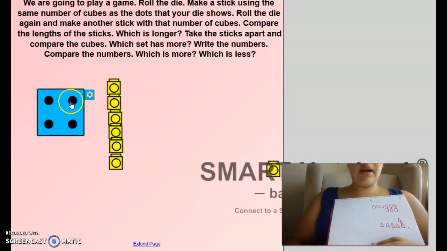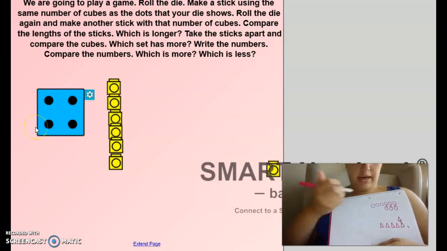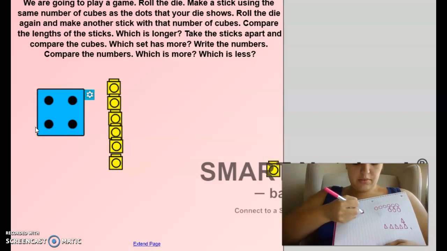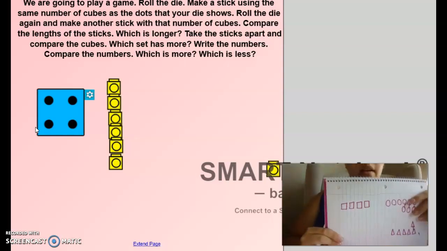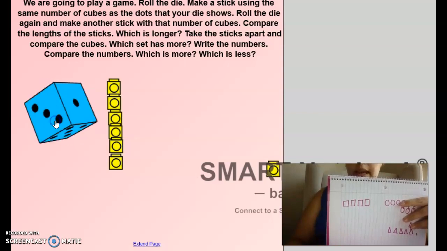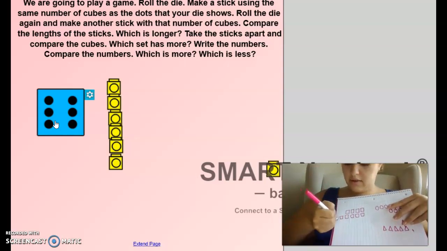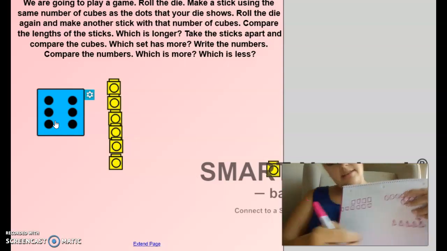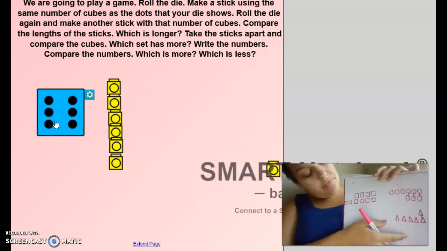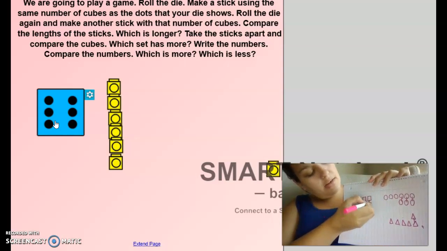Okay, let's count. 1, 2, 3, 4. I want you to draw 4 squares. 1, 2, 3, 4. Okay, and we'll roll the die again. And now this time we got 6. 1, 2, 3, 4, 5, 6. Well, look at that. Now I'm going to match mine together.